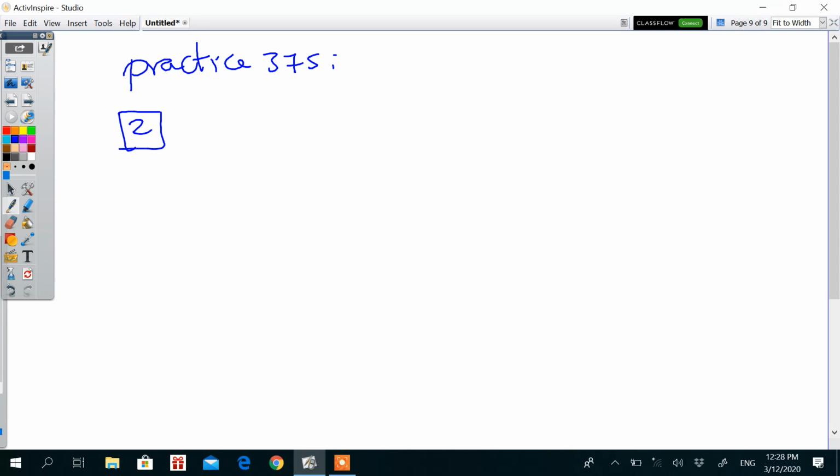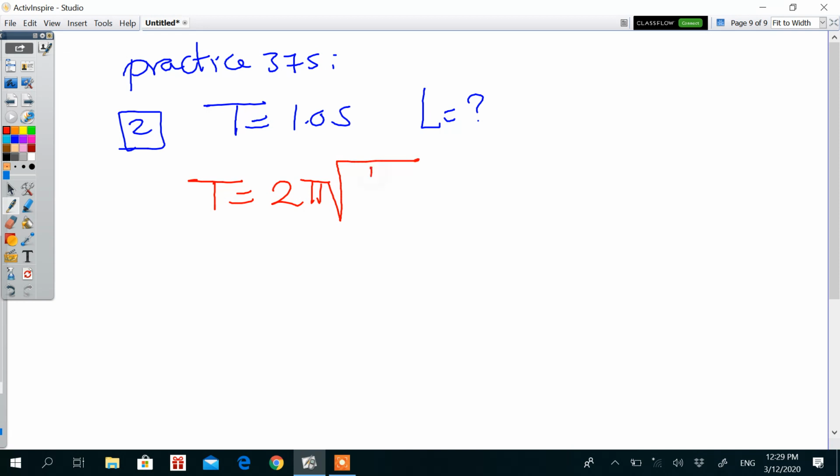Of 1 second. So, capital T is the period, 1 second. How long should the pendulum be? The question asked about the length of the string. So we have to solve for L. Okay? Again, let's write the equation. T equal 2 pi square root L over G or AG.